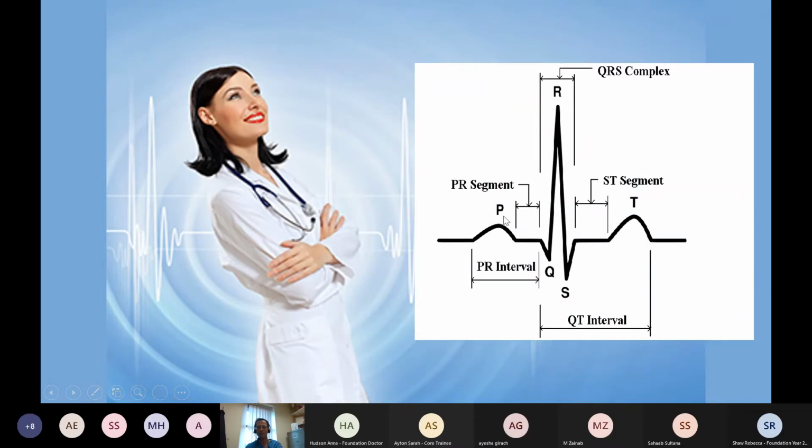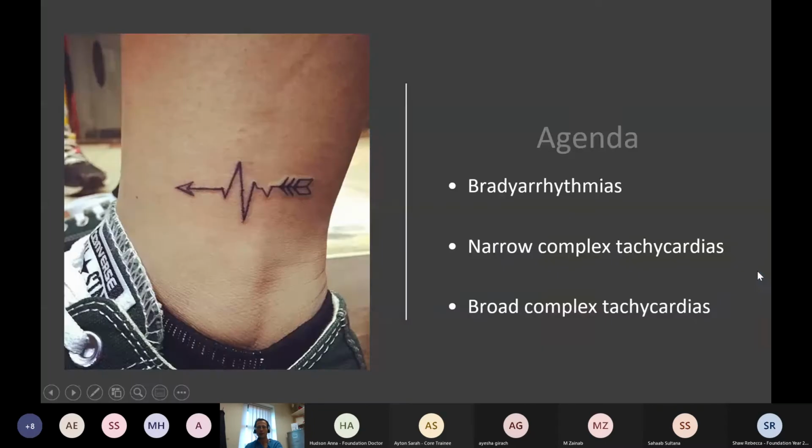We're obviously going to talk about P waves, about QRSs, and about T waves. And I'm sure you're all very familiar with the basics of the ECG segments. I'm hoping by the end of this, you don't have a non-physiological tattoo like this, and that you find this tattoo quite offensive. And I'm going to cover bradyarrhythmias and narrow complex tachycardias and broad complex tachycardias.